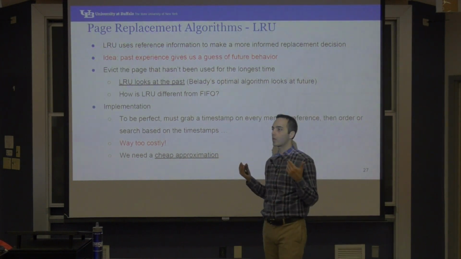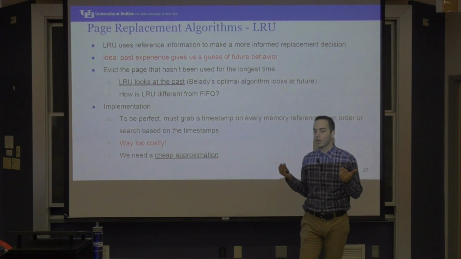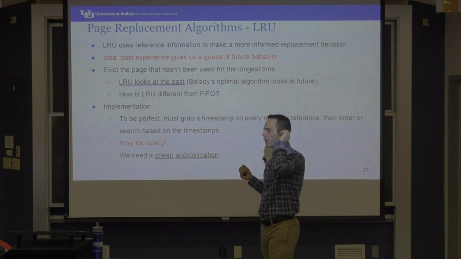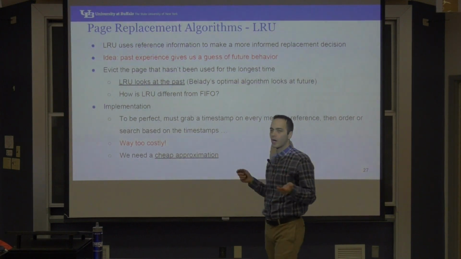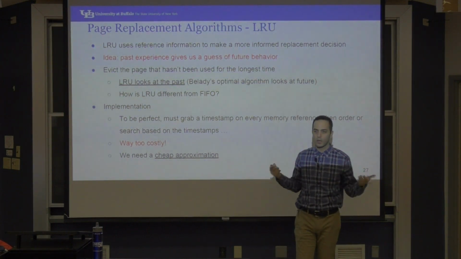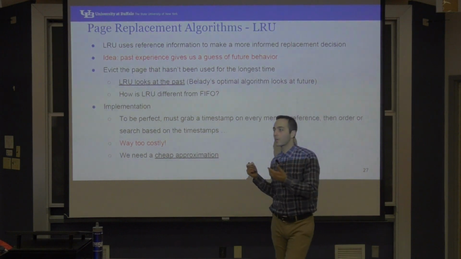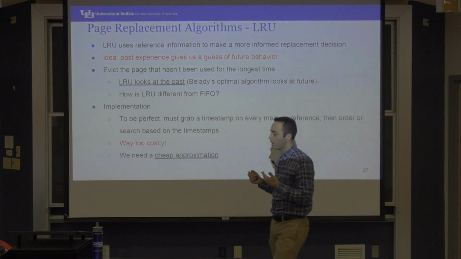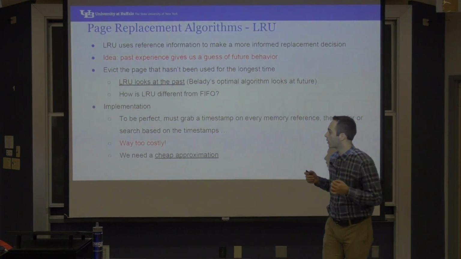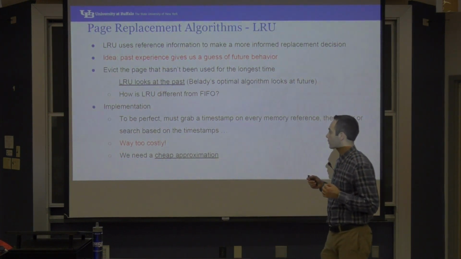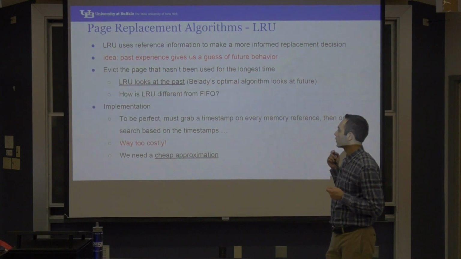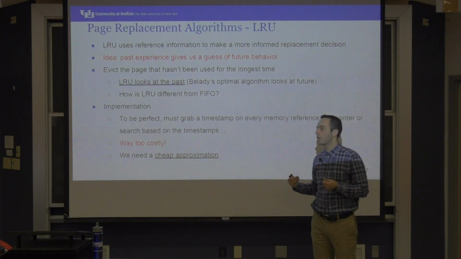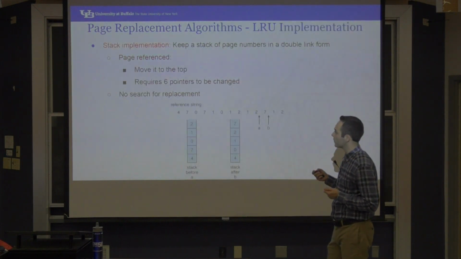And then whenever you want to pick the longest one, you have to either look for it or have it sorted some way. And this is too costly. It takes a lot of overhead. Think of it, we're just talking about memory references. For each memory reference, if you want to change anything, basically you can't use your computer, right? So because of this, you want an approximation to implement LRU, okay?